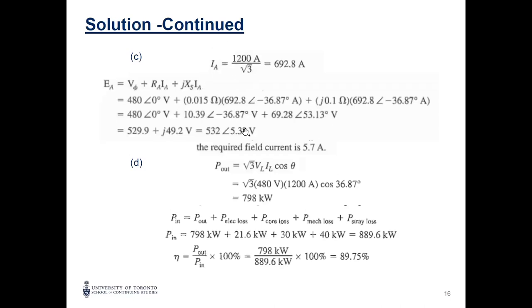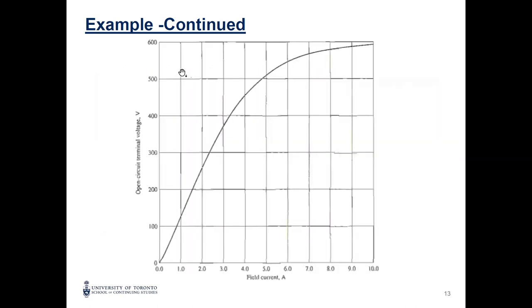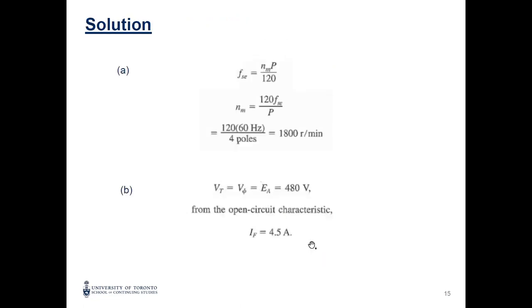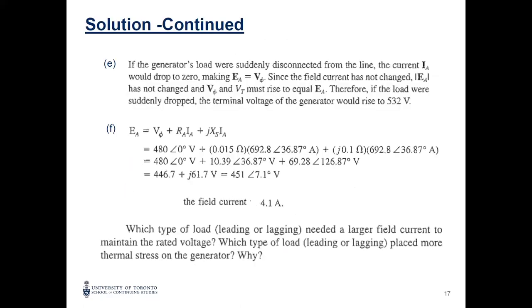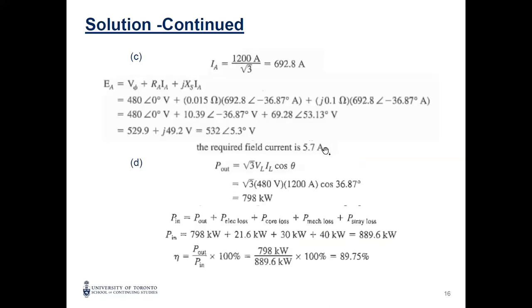The second part is to calculate the field current. First, don't forget to divide by square root 3 to get the current. Calculate the E, and now you have the E and the delta. Use this E, 532. Use it here and get the current. Sorry, 5.7.